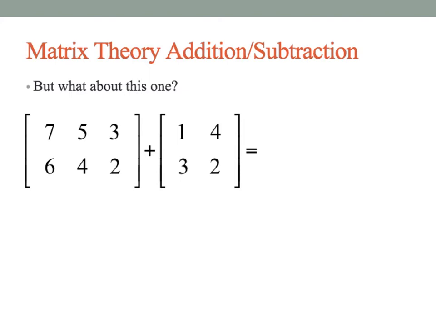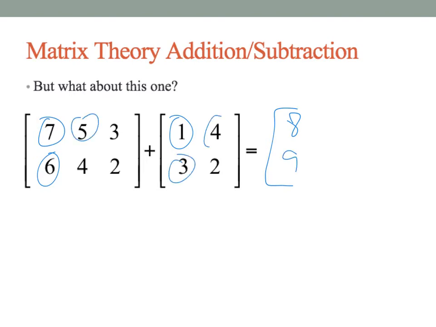Okay, here's another example. We have a 2x3 matrix and a 2x2. We're going to try to add those together. So we have 7 and 1. 7 plus 1 is 8, 6 and 3 make 9, 5 and 4 make 9, and 4 and 2 make 6. But notice now we have these other values, 3 and 2. We can't really do anything with these. If the matrices don't have the same order and dimension, this problem actually can't be done.